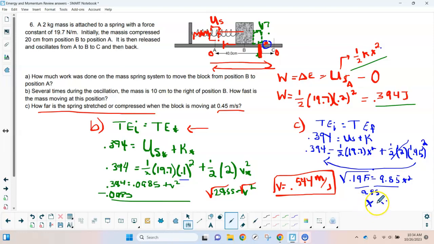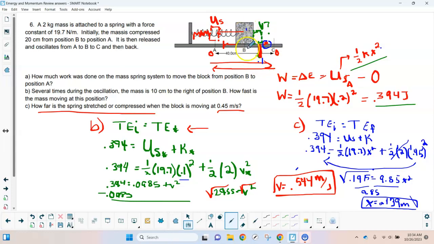X is equal to 0.1339 meters. Okay, so that is your final answer for part C. So that checks out. This was 0.1 when it was moving at 0.54. This is 0.14, so it's a little past that, and it's going to be slowing down as that happens.